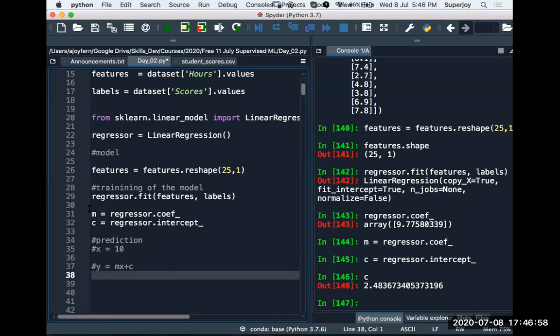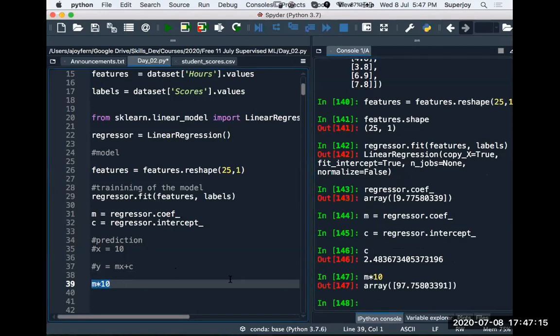So what is the value of m? M is there. What is the value of c? C is there. What is the value of x? 10. So now, guys, I'm going to perform this. So m multiplied with the 10, that is there, guys, right? So this is there. Kitna aaya? 97, plus isme c bhi add karna padega. So we are going to add c here. So let me see this plus c.